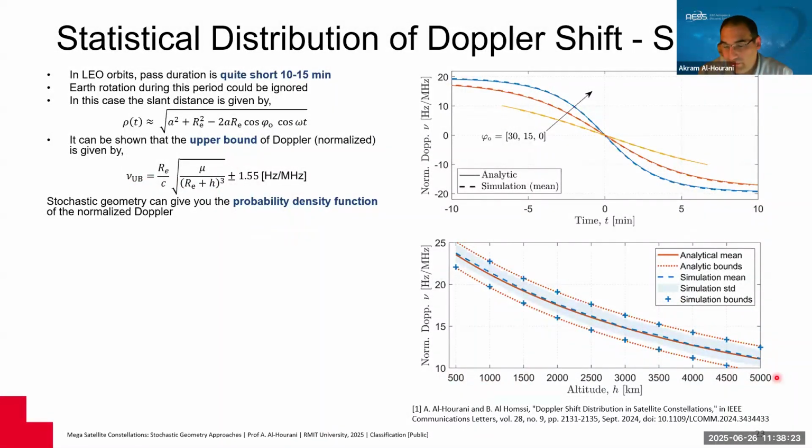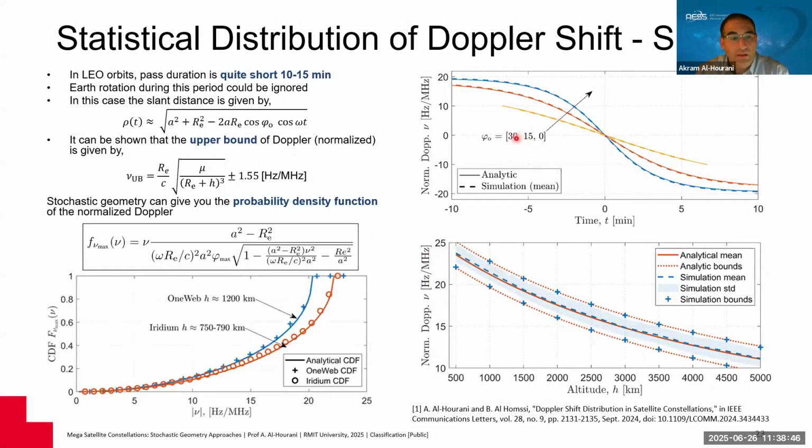And you can look at this graph. The x-axis is the altitude, the y-axis is the Doppler shift. As I go higher, the expected Doppler shift, again in hertz per megahertz, which you can consider as parts per million, changes. For example, at an altitude of 1,000 kilometers, my expected Doppler will be around 22 hertz per megahertz. Now, this is all basic geometry, but what stochastic geometry can give you is a statistical distribution of that Doppler shift.